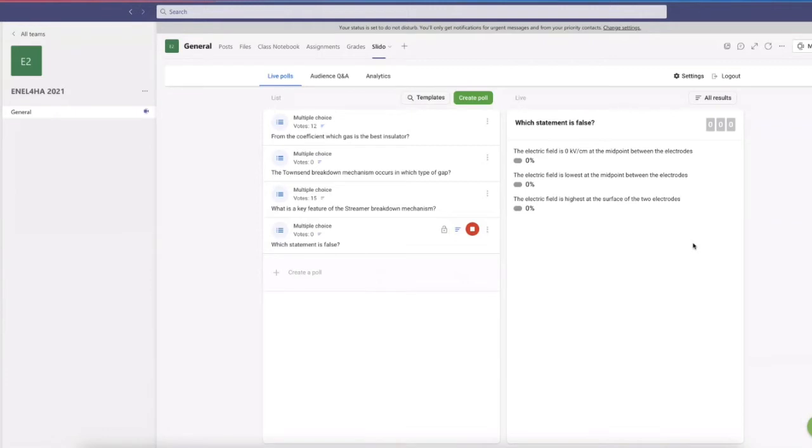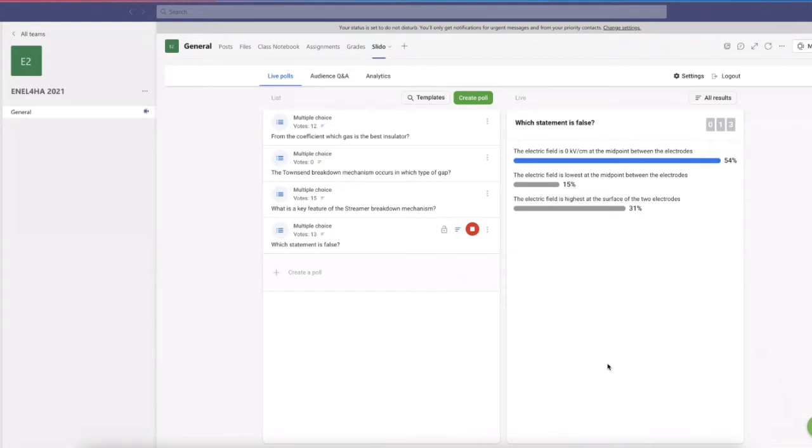If you could all make a guess at which one it actually is. Again, there's no marks here. It's just to get you to engage. All right, I guess everybody's too shy to answer. So which statement is false?